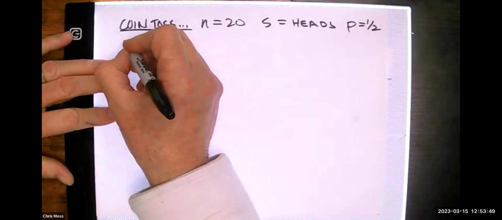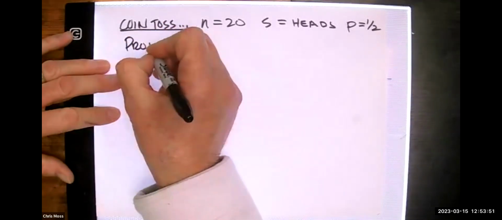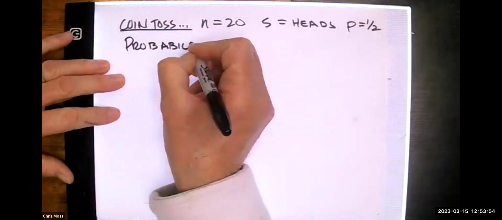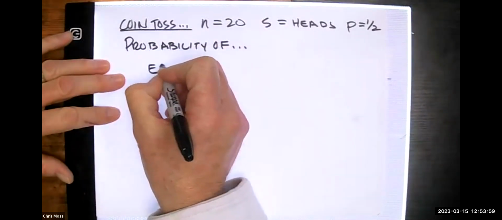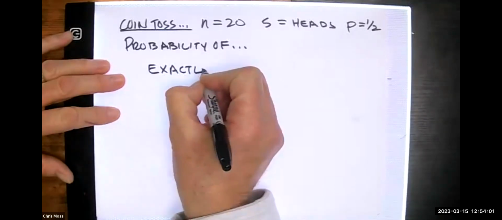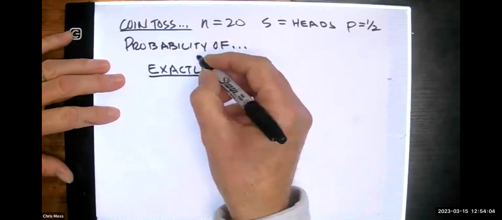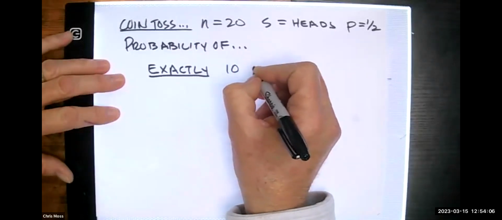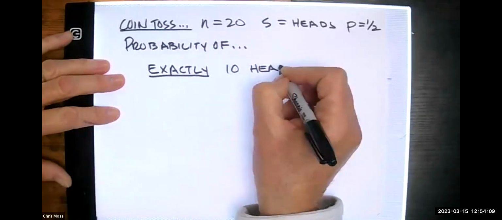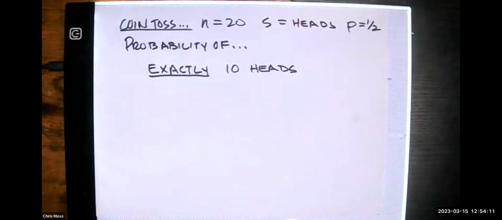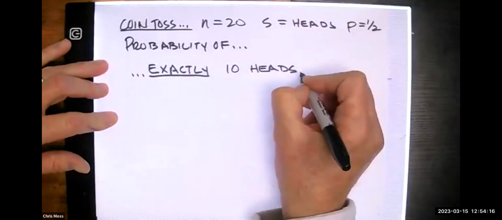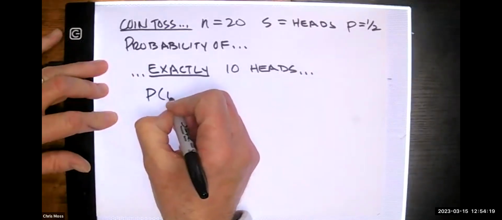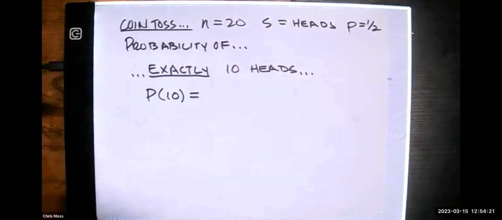We want to find the probability of, and we're going to start with, exactly 10 heads. So what we're looking for is the probability of 10 heads. So that's what we're looking for.